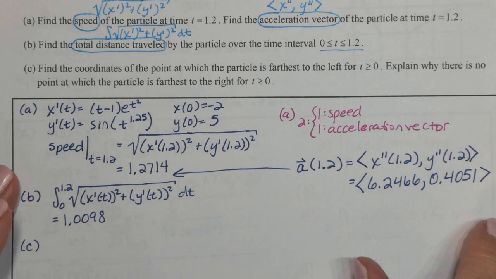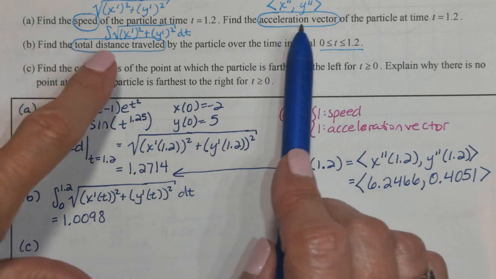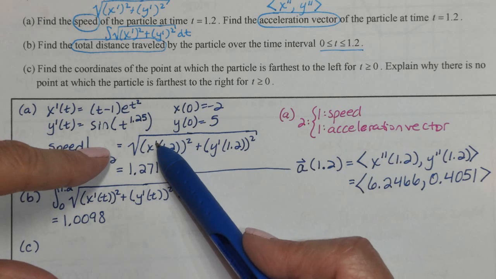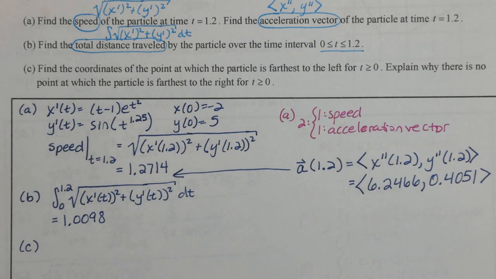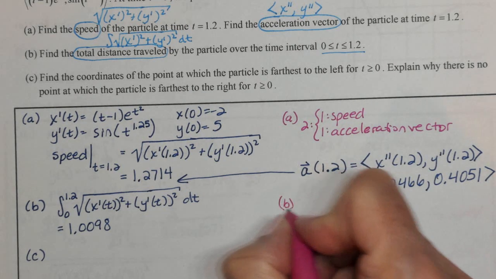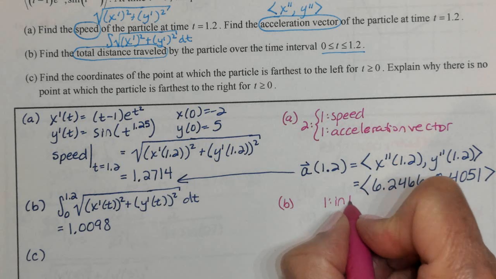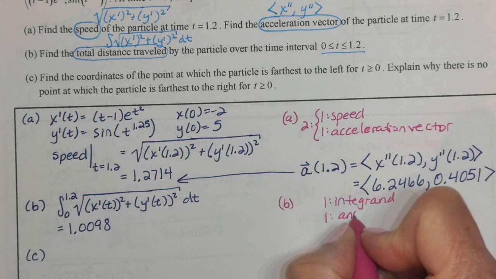Okay, I'm glad that this happened, because it's a good reminder that when you're asked to find two different things, sometimes you go ahead and do the first thing and you just forget about that second thing. So go back, look back over your problem, and make sure that you've done everything that they have asked you to do. Part B was also worth 2 points. It was 1 point for the integrand of the integral and 1 point for the answer.